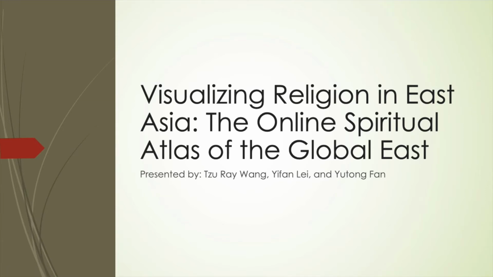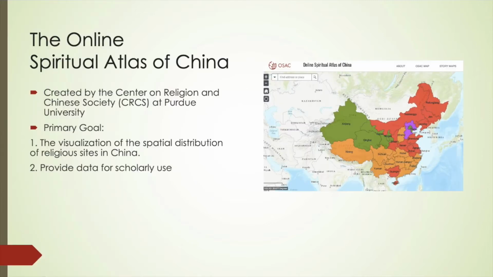I'm going to present to you our project Visualizing Religion in East Asia, the online spiritual atlas of the Global East. And let's get started. So, our project involves collecting data on religious sites in different regions of the Global East framework, and we plot them based on the GIS map. The primary purpose of our project is for scholarly use and to allow people who are interested in East Asian religions to see the visualization of religious sites in the Global East.